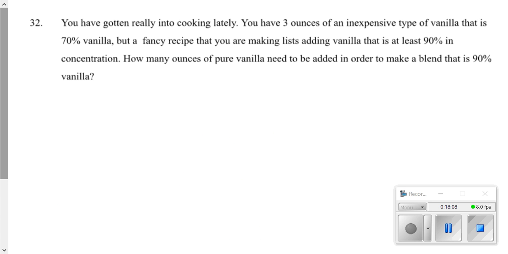All right, now, like many people, you might be really into cooking lately. I know I've been making way too many chocolate chip cookies in my house. Anyway, if you get really into cooking, you start getting kind of fussy about your ingredients.